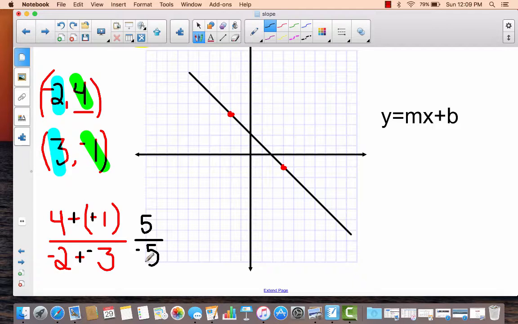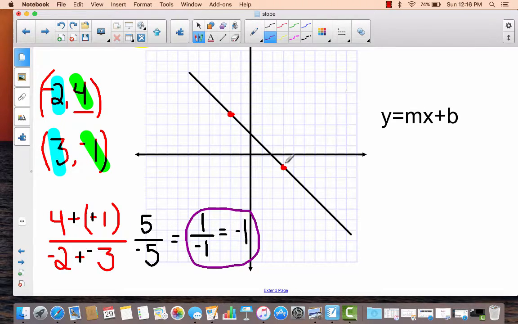I'm going to simplify my fraction. I know 5 divided by 5 is always 1, and I see different signs here. So I have two ways that I could write this. I could either make it 1 over negative 1, or I could say that the slope is just plain old negative 1. And you guys decide which form you like better. That will be your slope.